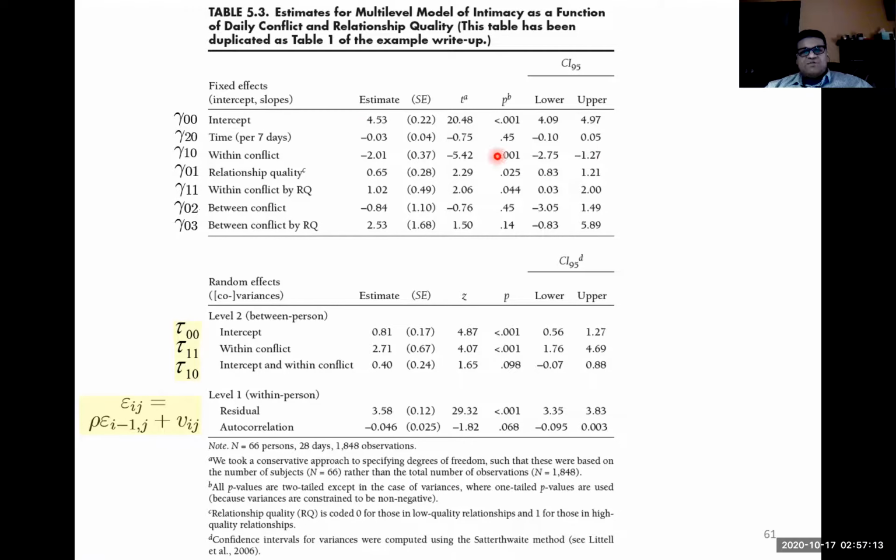Okay. We'll get into the interpretation of this in a little bit, but I just wanted to show you, big picture, what would go into a table that you could use to represent these findings in a write-up for publication purposes, and in particular in APA format.